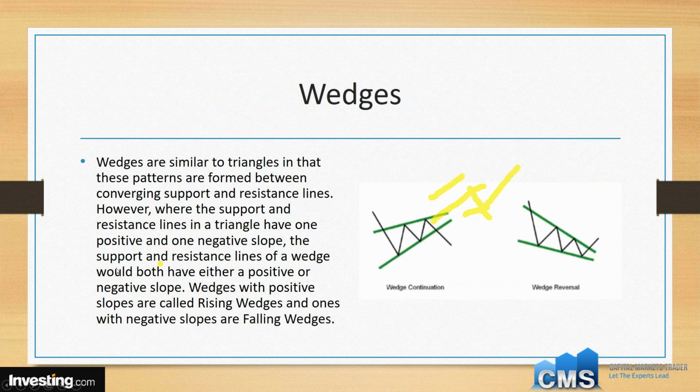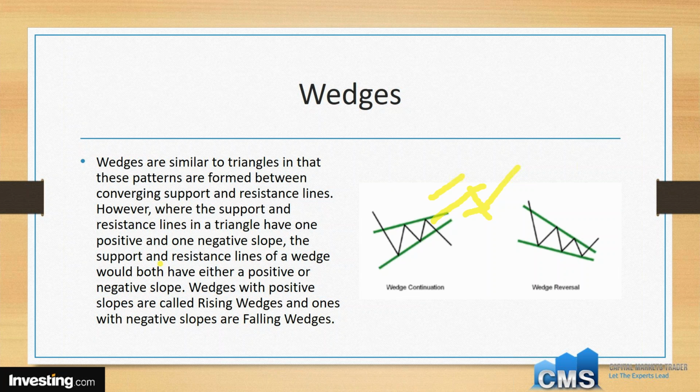And then you have wedges. Wedges do the same thing. They're almost identical to triangles, except they don't converge into a final point. Wedges are similar to triangles in that these patterns are formed between converging support and resistance lines. Now, these are not the horizontal support and resistance lines you draw on your chart. These support and resistance lines come from using swing highs and swing lows in price movement.